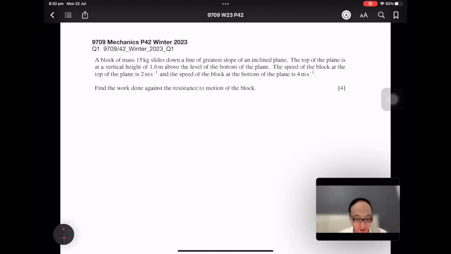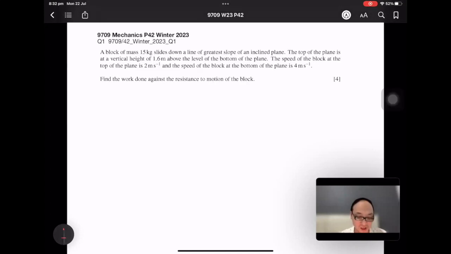So we have to draw first to illustrate the equation. A block of mass 15 kilograms slides down a line of greatest slope. So this is a slope. There is a block, slides down. The top is at a vertical height of 1.6 meter. So this is 1.6 meter.